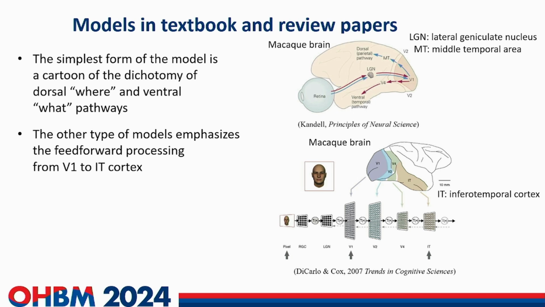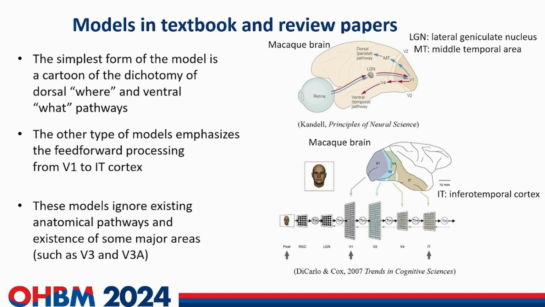Or maybe another type of model may emphasize, as you can see in this type of review paper, a feed-forward processing scheme from retina, LGN, V1, V2, V4, to IT cortex. But of course, because these cartoon models involve some simplification to reduce information, they typically ignore some existing anatomical pathways as well as the existence of some major areas such as V3 and V3A. I think they're omitted from these cartoons.